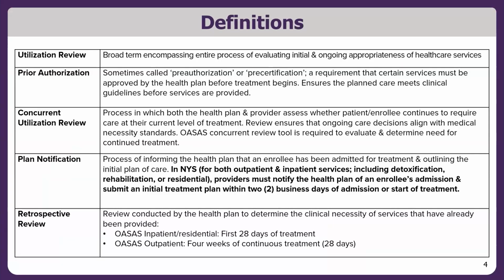So Jean, let's start with some key definitions. These are terms we hear all the time: prior authorization, concurrent review, retrospective review, but it's helpful to unpack how they actually play out in practice. Can you walk us through each of these? Sure, Shazia. So utilization review is the broad umbrella term. It includes any process where a health plan evaluates whether care is appropriate. That could be before, during, or after treatment.